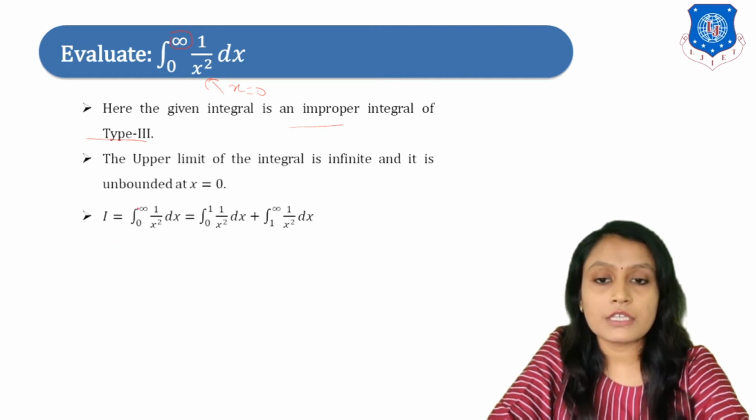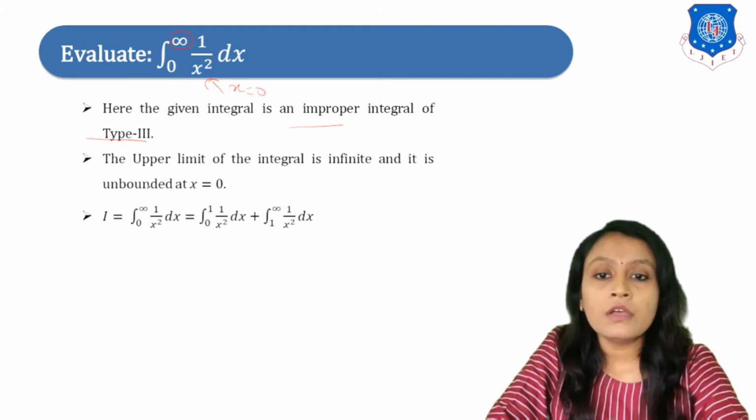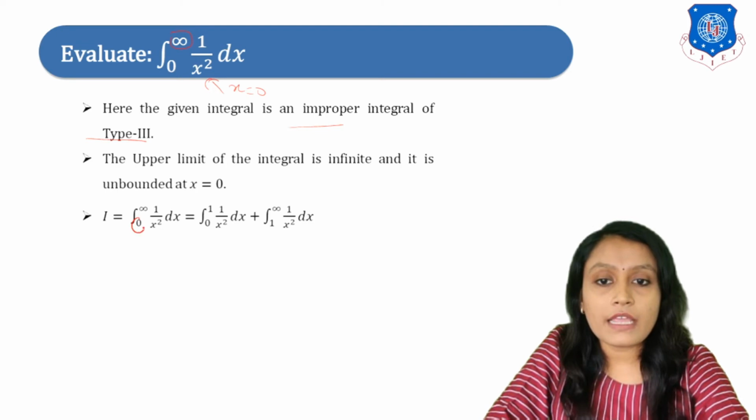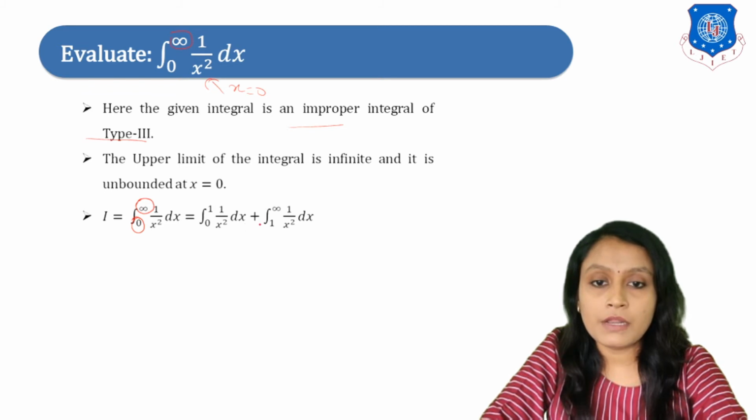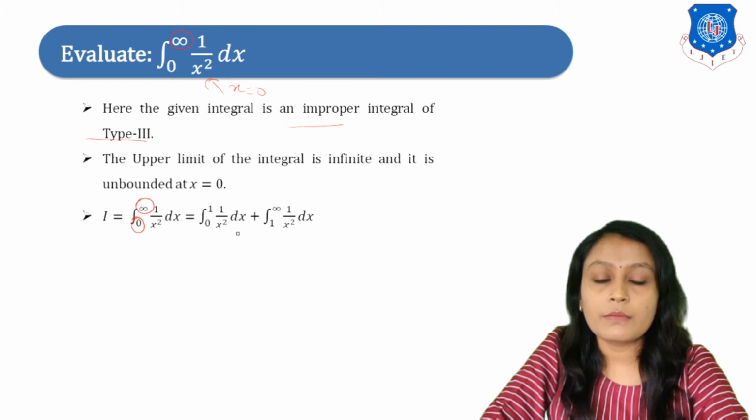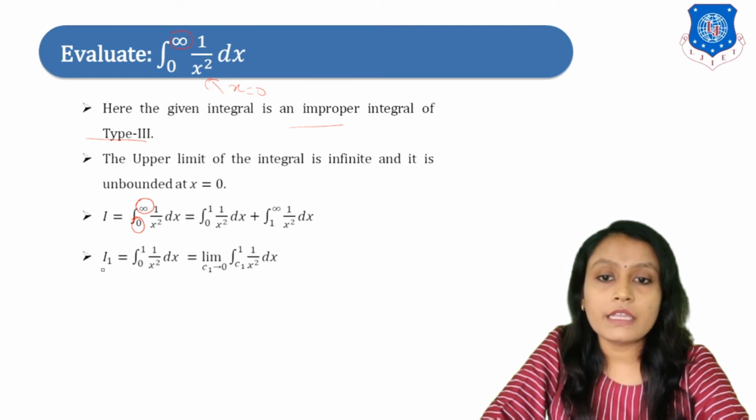So integration 0 to infinity, 1 upon x square dx. Right. Now we get an infinite answer at 0 and we have this infinity also. So what will we do? We will write the integration in two parts. So integration 0 to 1, 1 upon x square dx plus integration 1 to infinity, 1 upon x square dx. Okay. Now we will solve firstly this integration, that is integration 0 to 1, 1 upon x square dx. Give it a name I1.